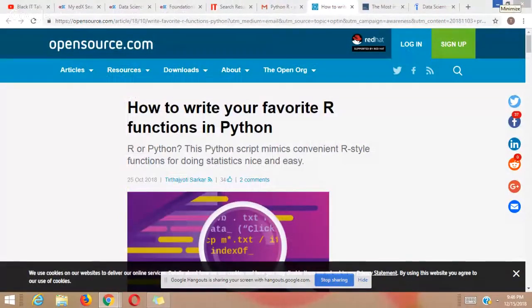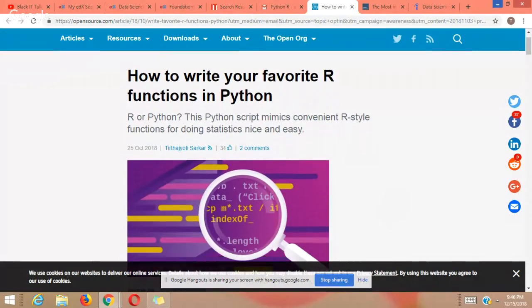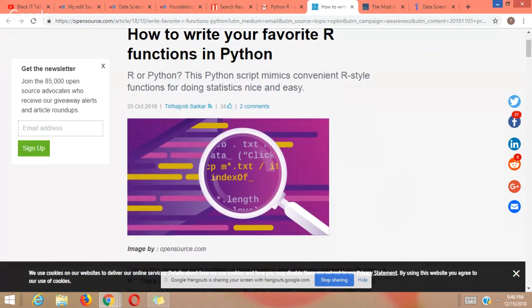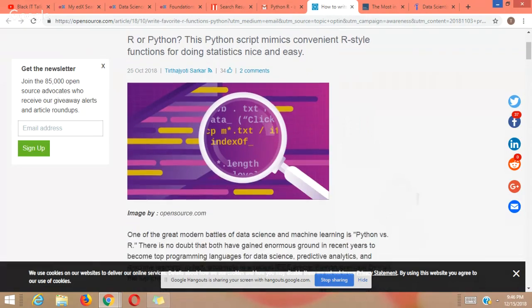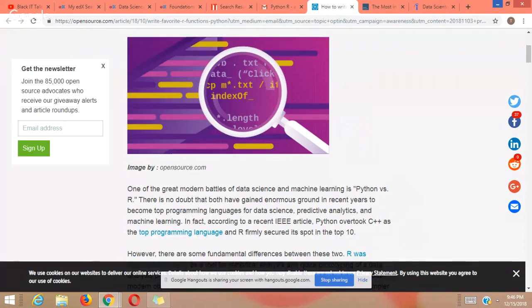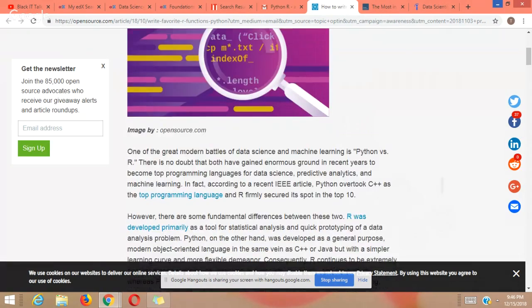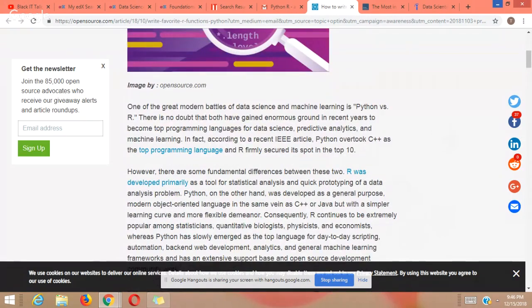So this is from opensource.com: How to write your favorite R functions in Python. Remember, we talked about this earlier, how R and Python are two skills that are in demand for data scientists and business intelligence. This Python script mimics convenient R-style functions for doing statistics, nice and easy. Let me read this first paragraph. One of the great modern battles of data science and machine learning is Python versus R. There is no doubt that both have gained enormous ground in recent years to become top programming languages for data science, predictive analytics, and machine learning. In fact, according to a recent IEEE article, Python overtook C++ as the top programming language, and R firmly secured its spot in the top 10.